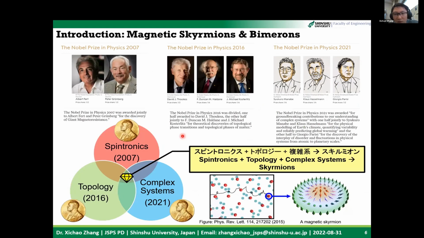Here, I also want to mention that the topic of magnetic skyrmions is related to some important research areas, including the fields of spintronics, topology in physics, and the complex systems. This is because magnetic skyrmion is a spintronic object. It also has a topological structure. And many magnetic skyrmions, especially those that can be treated as rigid particles, can also form complex systems and show complicated dynamic behaviors due to the interactions between skyrmions and the pinning sites.